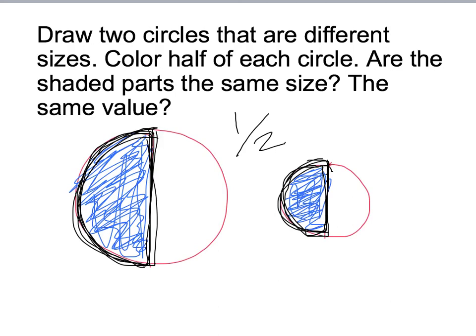And that's important to know that if you have half of something, it may be a different size, but it's going to be the same part of the whole. Notice that our whole circle, our big red circle, this is the same part of the whole as this half circle is to our smaller circle. They are both showing 1/2 of the whole, the same part of the whole.